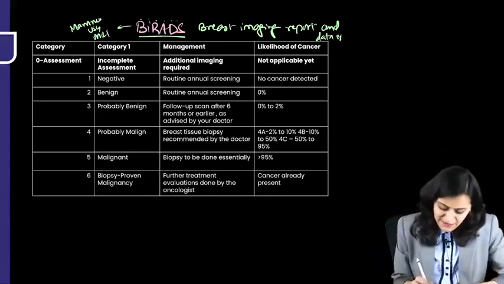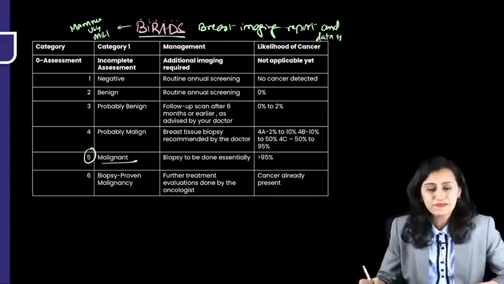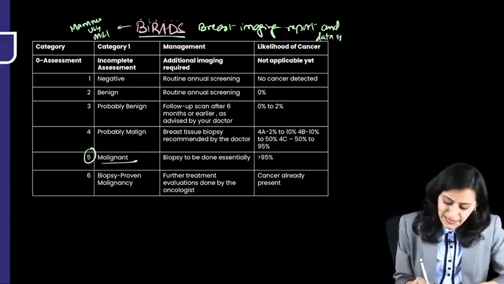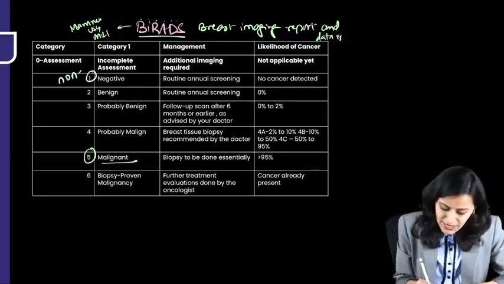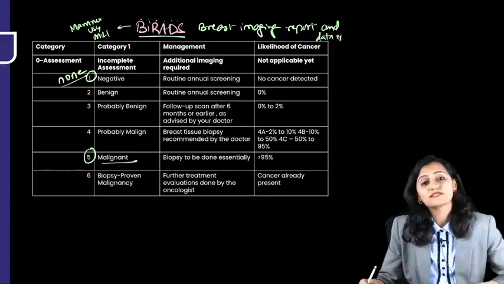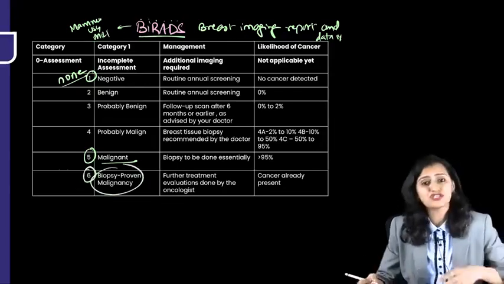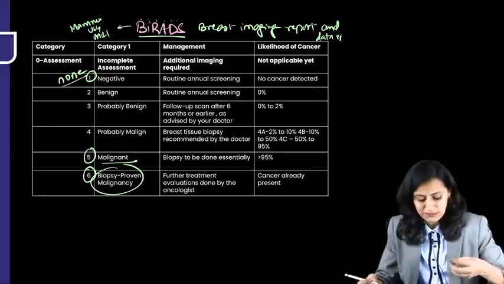The BI-RADS 5 is the one which is highly suspicious for malignancy. Normal mammography is BI-RADS 1. 1 is rhyming with none. So remember, none abnormality is BI-RADS 1. What is BI-RADS 6? A histopathologically proven breast cancer patient, already a known patient. It is a BI-RADS 6.